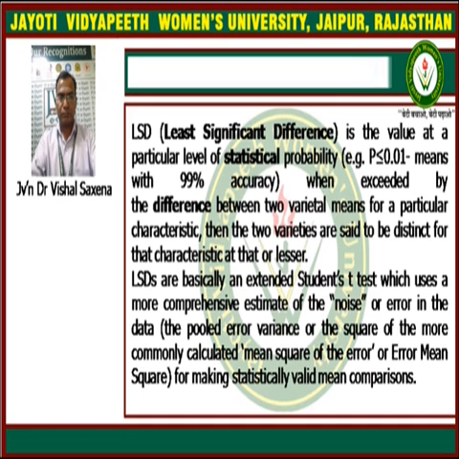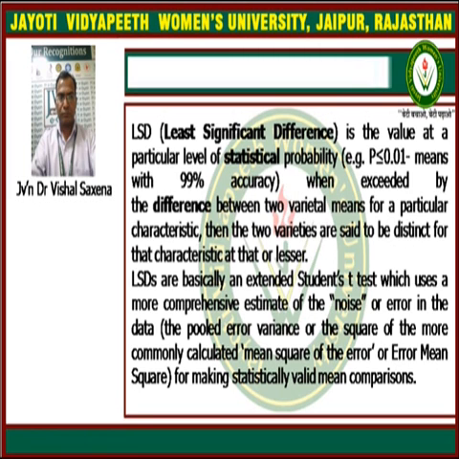So first we see what is the least significant difference. The least significant difference is also known as LSD, and it is a very important part of statistics. So first we see what is LSD. The least significant difference is the value at a particular level of statistical probability. For example, P less than or equal to 0.01 means with 99% accuracy.